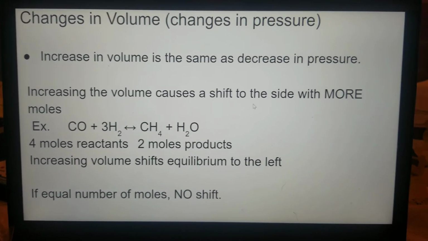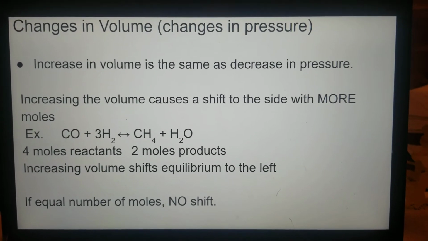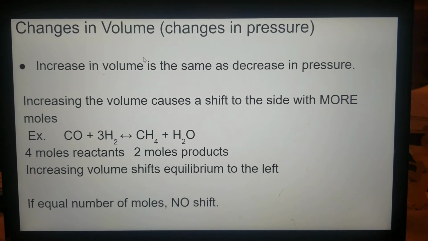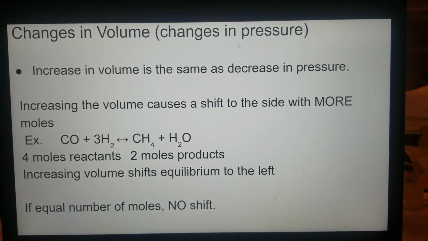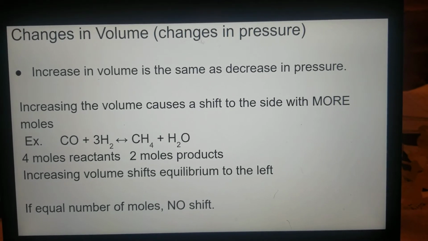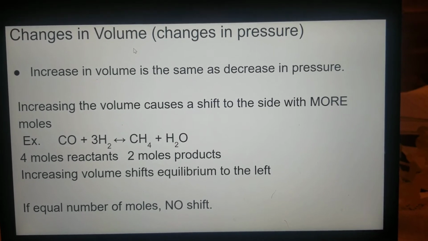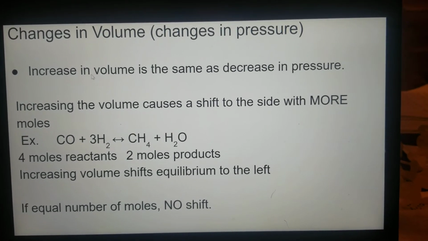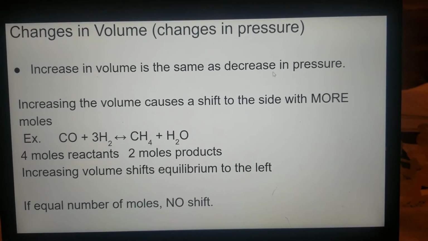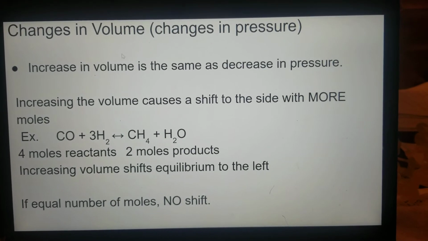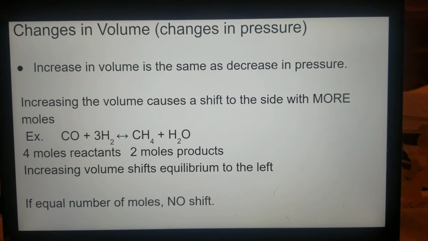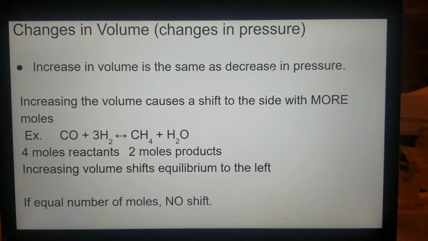The second thing that can affect equilibrium is changing the volume, aka changing the pressure. Remember that these two things kind of go together, but they have an inverse relationship. Increasing the volume is the same as decreasing the pressure, or vice versa. If you decrease the volume, it's the same as increasing the pressure. Remember, they have an inverse relationship.